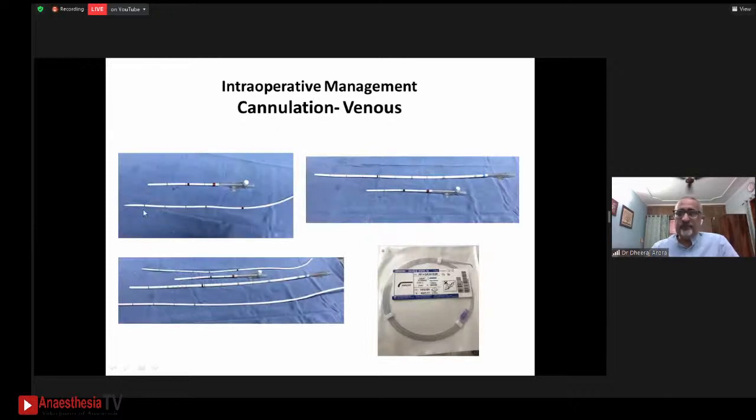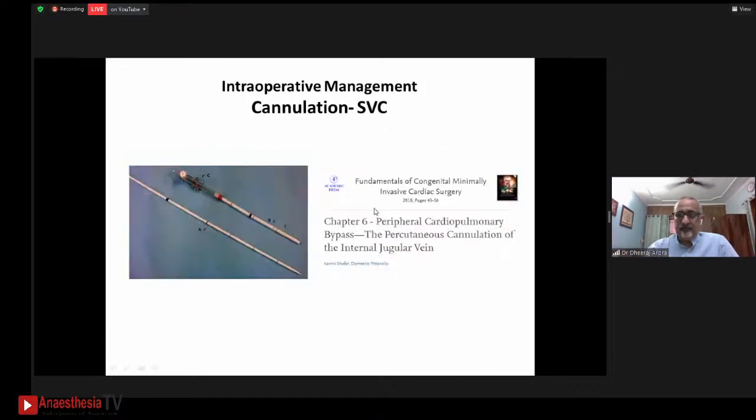And these are the cannulas we use. This is the SVC cannula, which goes into the right IJV. This is the IVC cannula, and these are the stylets for both the cannulas. This is the SVC cannula, and this long guide wire is used for SVC cannulation.